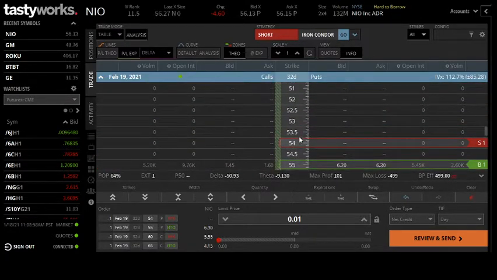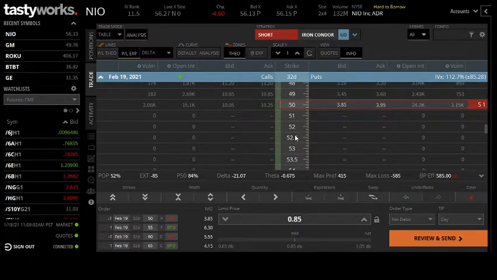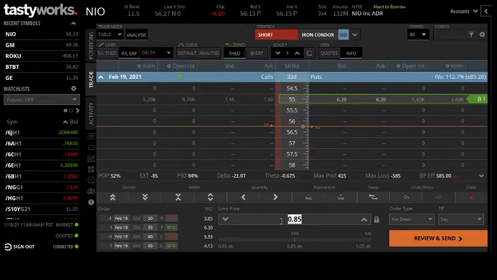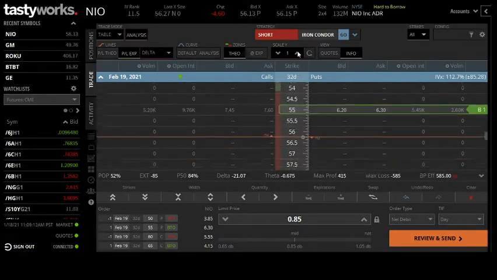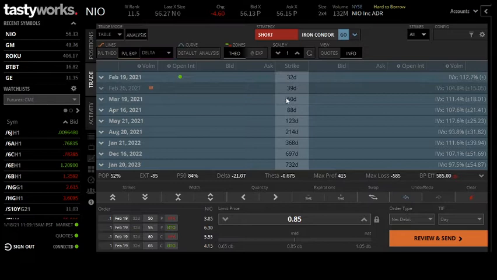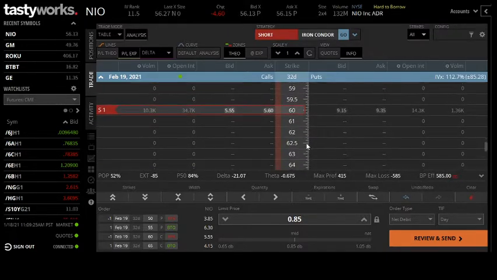Like, say you're really bearish on NEO. Your net is only $85 debit, but your collateral is $585 because it's a $5 wide debit spread, or a $5 wide credit spread. So this is different from your buying power. Your premium is always different from your buying power.